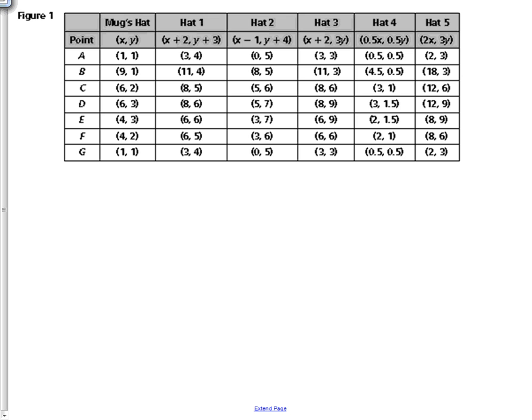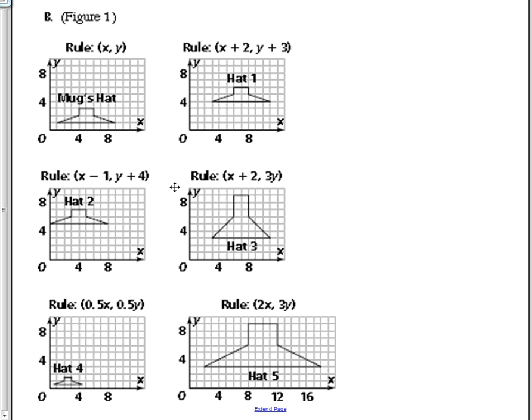Okay, now that you've plotted these, just compare them with the answers. Here's Mug's hat. Well, hat 1 doesn't look any different, except it's just in a different position. Hat 2 doesn't look any different, except it's just in a different position. So what can we say about adding or subtracting to the coordinates? The only thing that affects the actual hat is its position. When we add and subtract to the x and y, the only thing that's affected is its position.